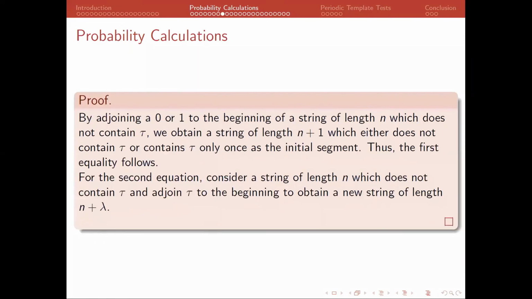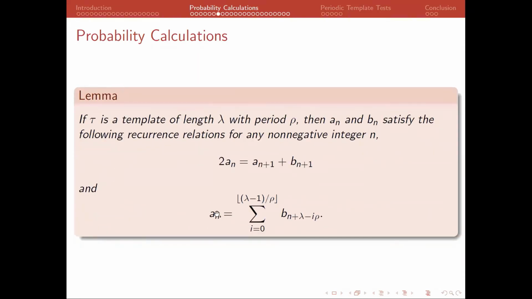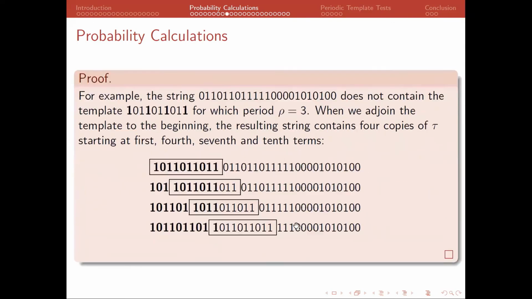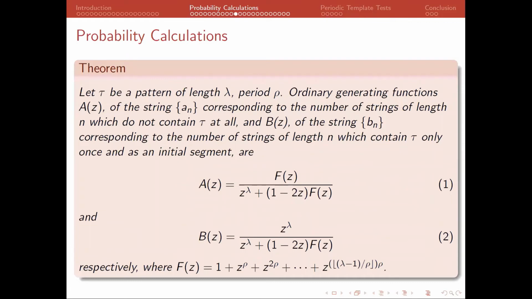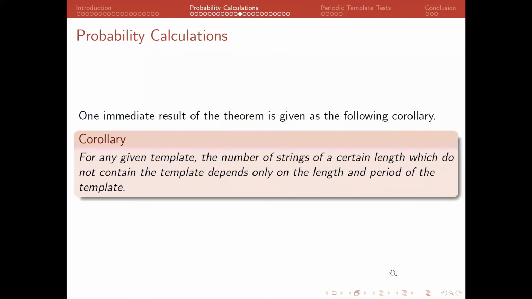And let me show the statement again. This time a_n is equal to b_n plus something, but it depends on the lambda and the rho. And using this idea, we have a theorem, but here we need some generating functions to make it independent of the type of the template. So this is our basic theorem. And here f(z) is similarly 1 plus z^rho, z^{2rho}, up to that place. And I will skip the proof, but here is our important corollary.